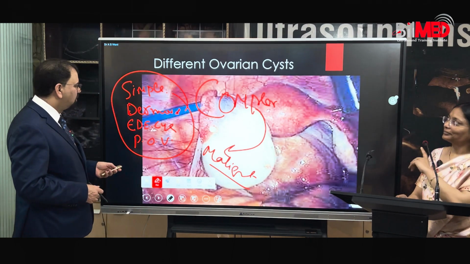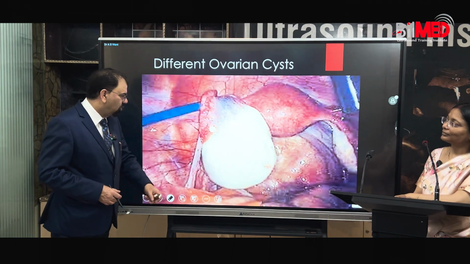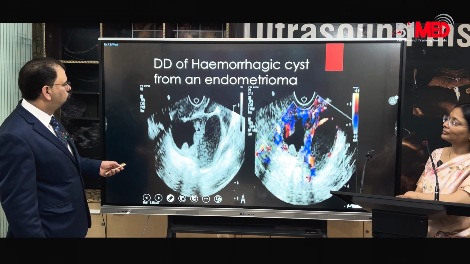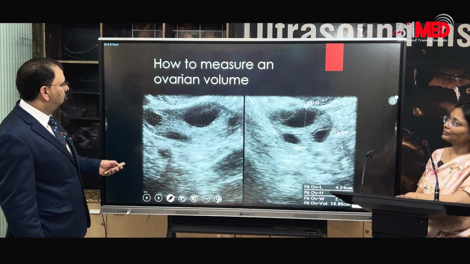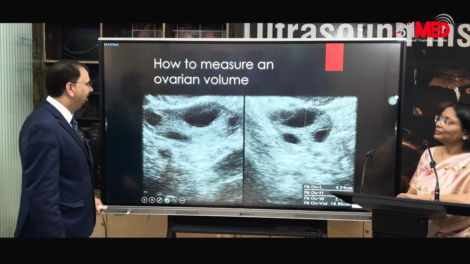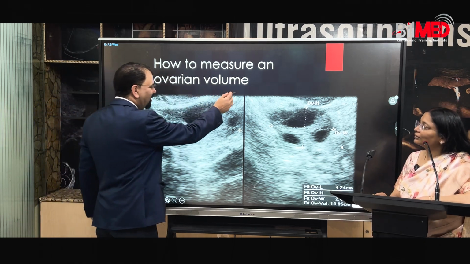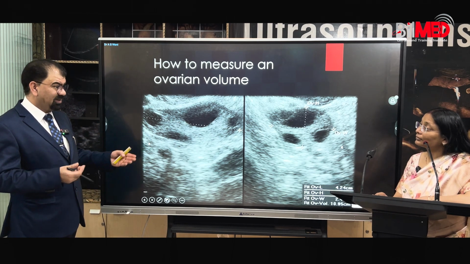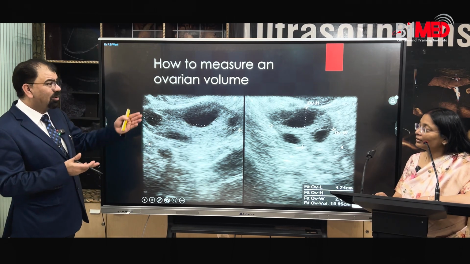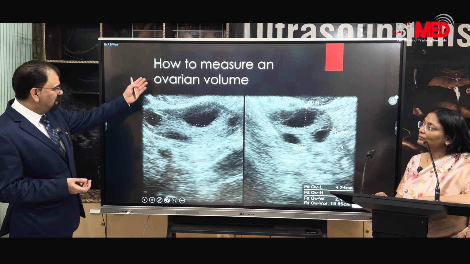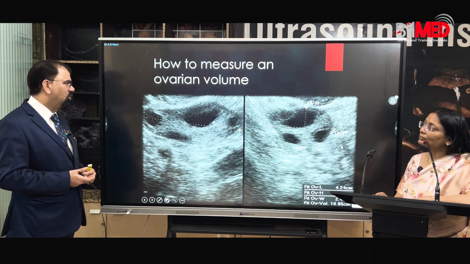And today we will take this point: how to measure an ovarian volume? First measure the ovary, then only you can make out whether you are dealing with a PCOD or a normal ovary. So the basic important point is how to measure the ovarian volume.